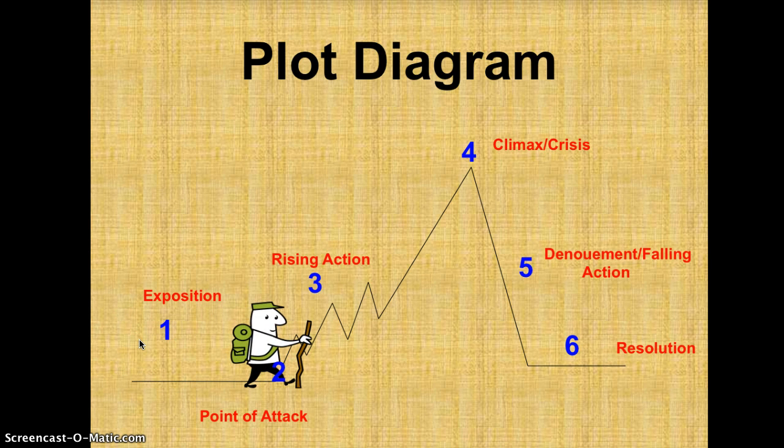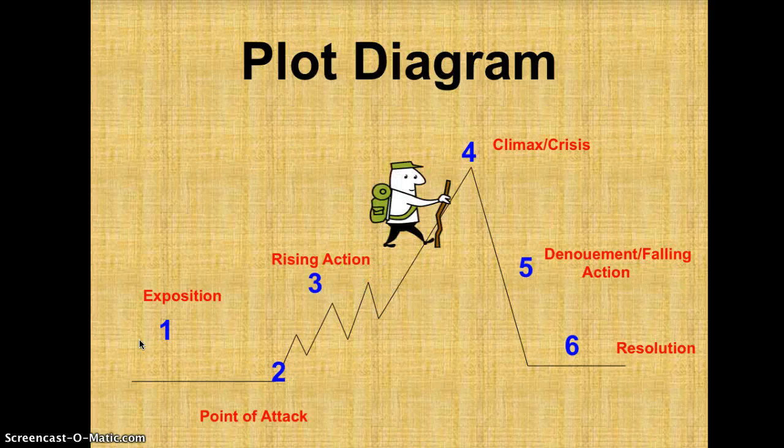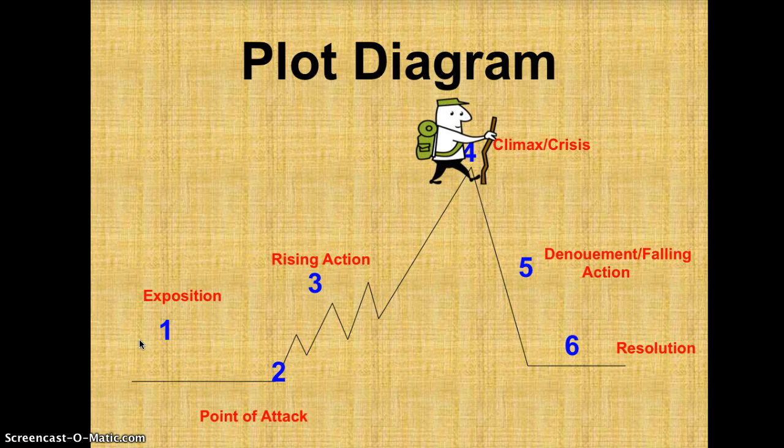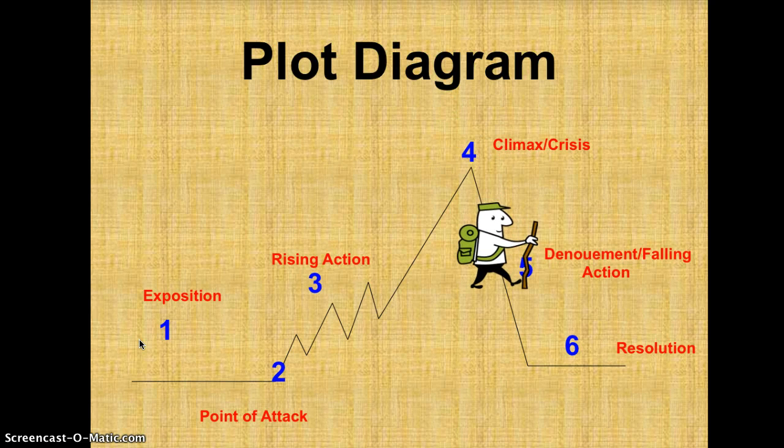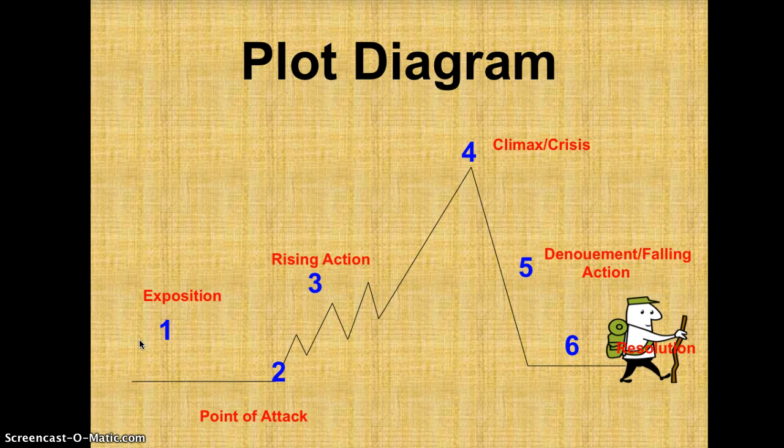And remember, the exposition can be either revealed in the beginning or parts of it can be revealed later in the play. The point of attack kickstarts the protagonist into acting, and events occur, suspense builds all the way to a climax, a crisis, at which point the protagonist is no longer acting and things change with the denouement, the falling action, and finally they're resolved for the audience. And that is how we begin to look at plot.